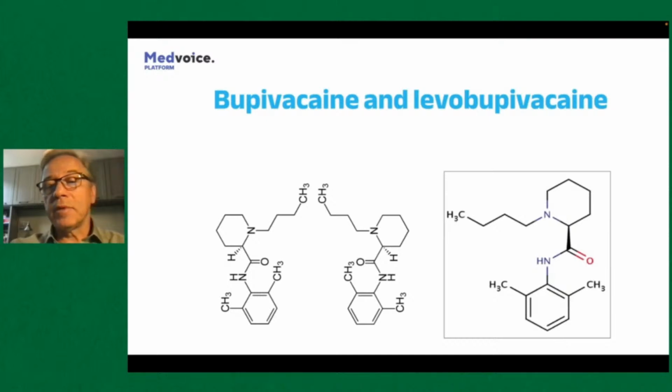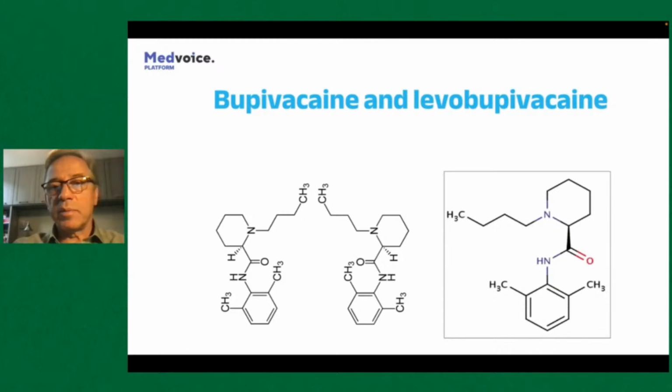As you can see, levobupivacaine is like half of bupivacaine. It's the left rotating isomer of bupivacaine, and all the good things are in that left part. Same with many other drugs, for example, S-ketamine. S-ketamine has all the good effects of ketamine, but none of the side effects of ketamine.